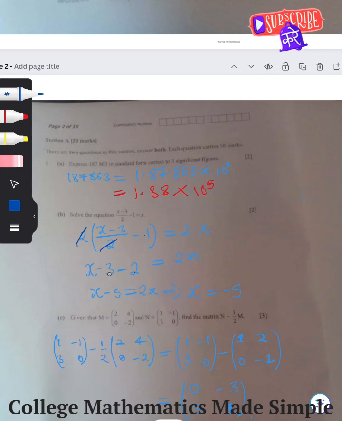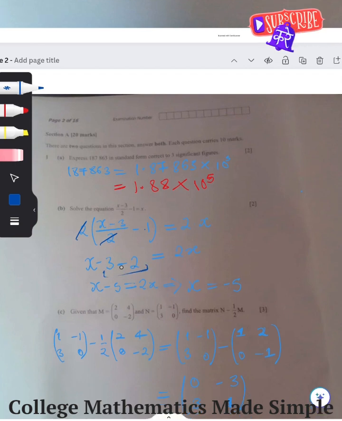Now that we have x minus 3 minus 2 is equal to 2x, we are going to add these. So negative 3 minus 2 is negative 5. Now, like terms together, we are going to subtract x both sides. So this side minus x and this side minus x. So x and x go, then 2x minus x is x, and this side you have negative 5. So x is negative 5.